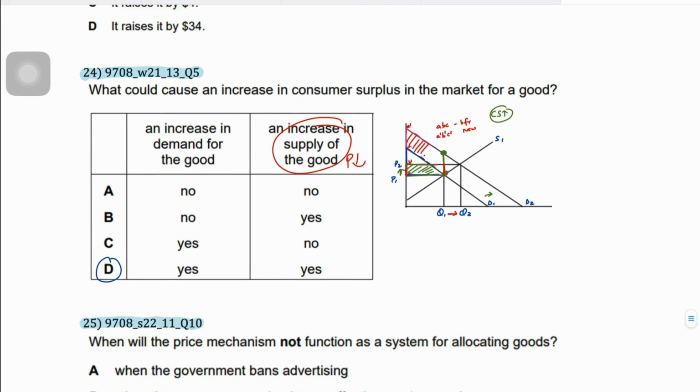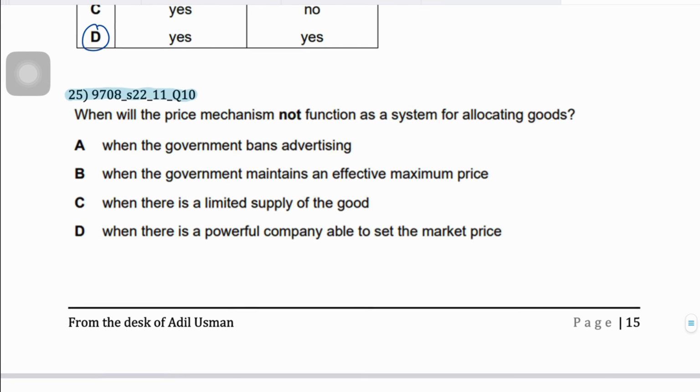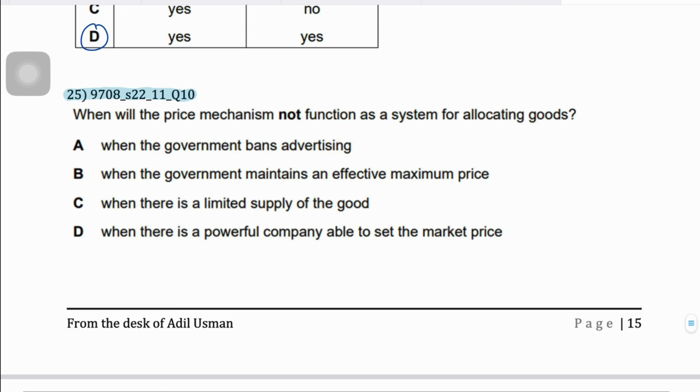Okay, so moving to question number 25, it says, when will the price mechanism not function as a system of allocating your goods, basically? So first of all, you need to understand what the question is saying. The question is saying that we know that the price mechanism is basically the method or the function of the price to allocate resources through altering demand and supply conditions accordingly, right?